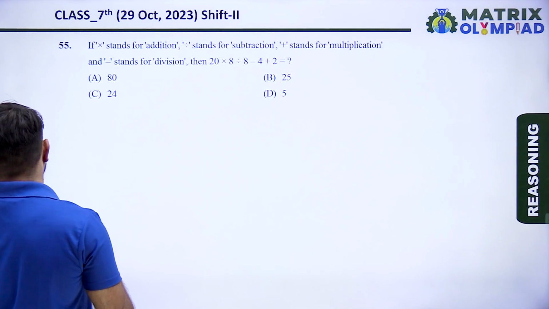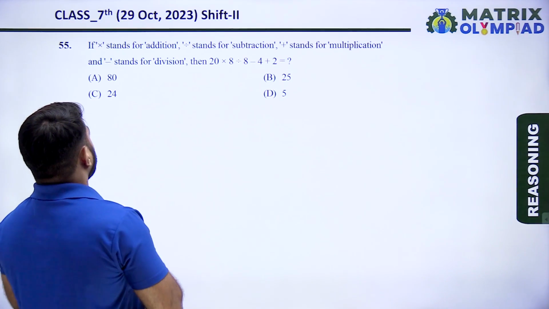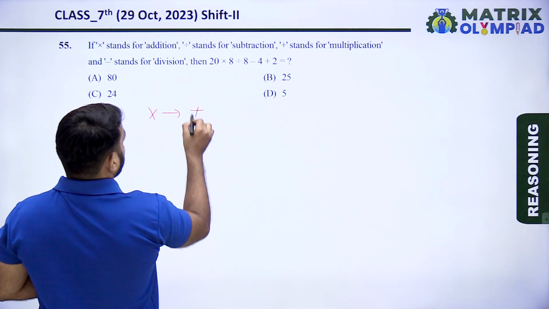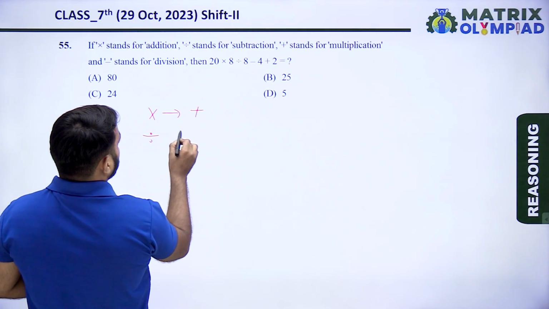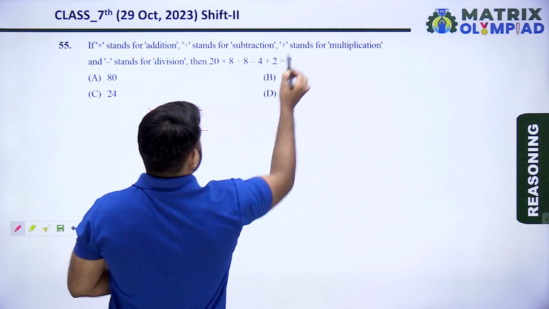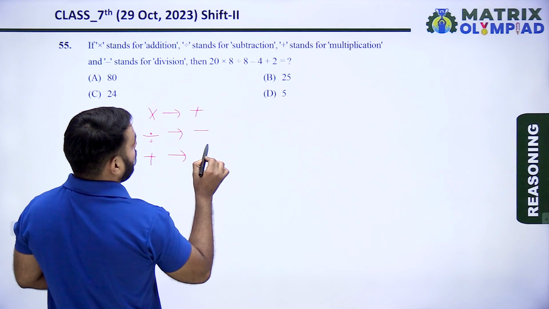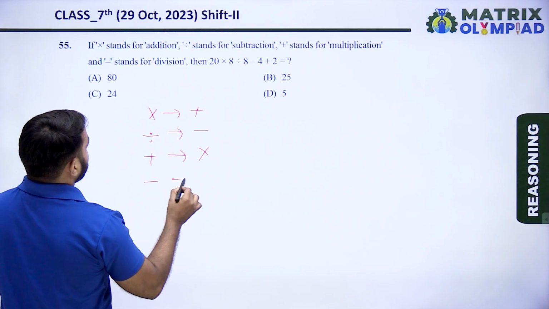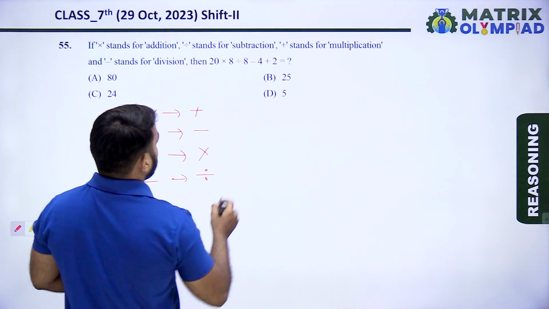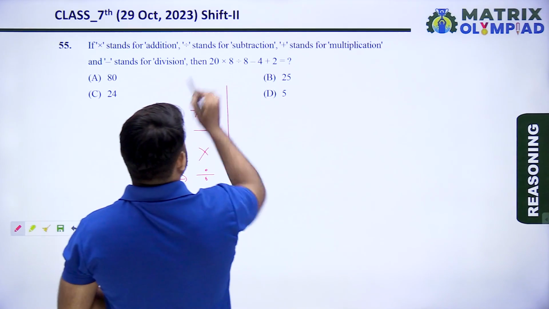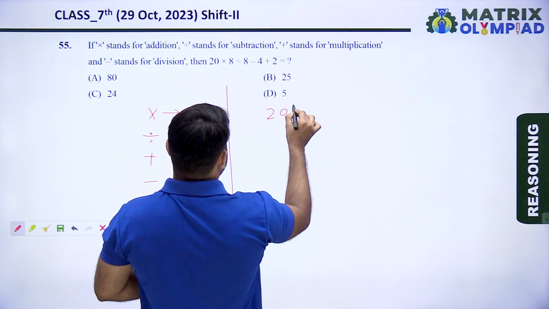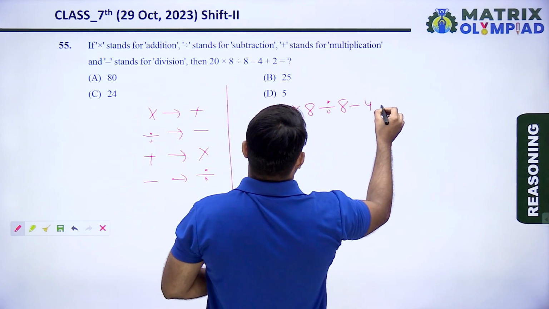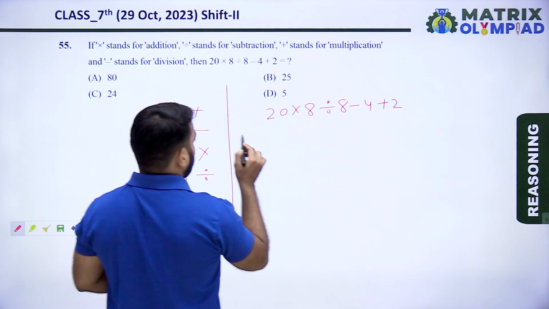So the next question is question number 55. If multiply stands for addition, divide stands for subtraction, plus stands for multiplication, and minus stands for division, then find the value of the given expression. The expression is 20 multiply by 8 divided by 8 minus 4 plus 2. Find the value of the given expression.